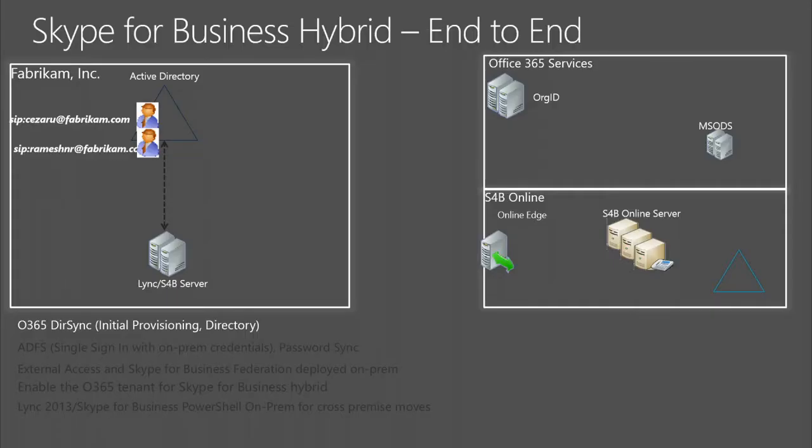All right, let's put these pieces end-to-end. We talked about the initial directory synchronization between on-premise and Office 365. Initial provisioning, the directory gets populated. The data gets into Skype for Business Online, where we capture it in the online directory.